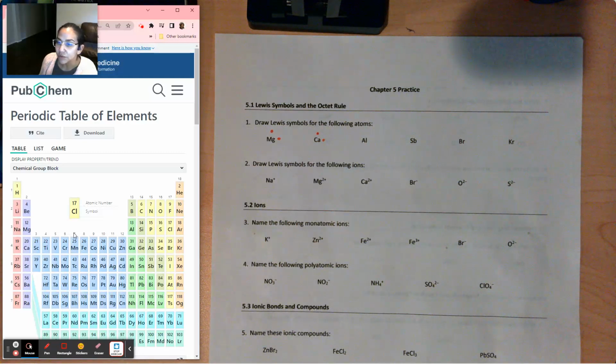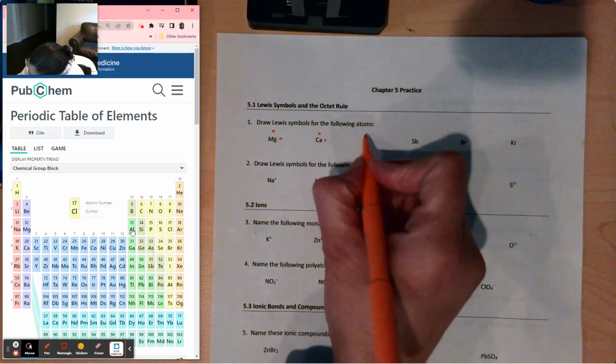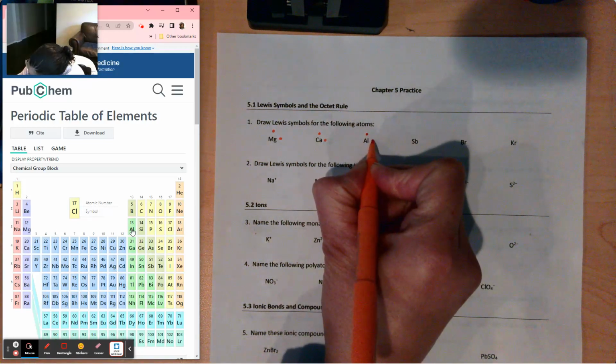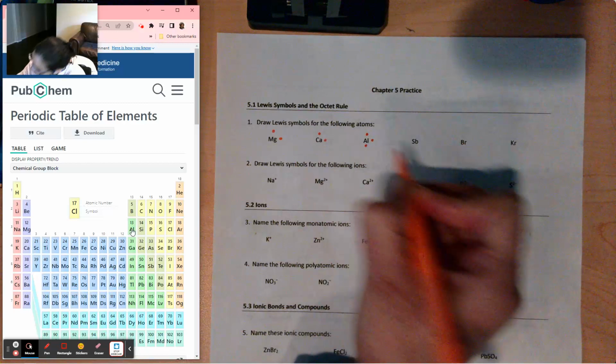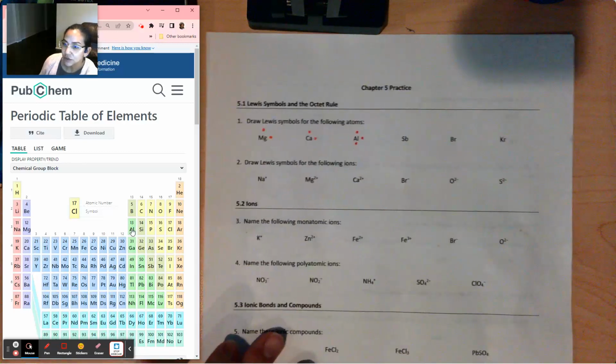I'm only adding the outermost electrons. Let's move on to aluminum. 1, 2, skip a few, and boom, right here in aluminum, column 13 or group 3A, whichever way that you look at it, it's going to have 3 valence electrons. So we're going to apply 1, 2, 3 valence electrons to it.